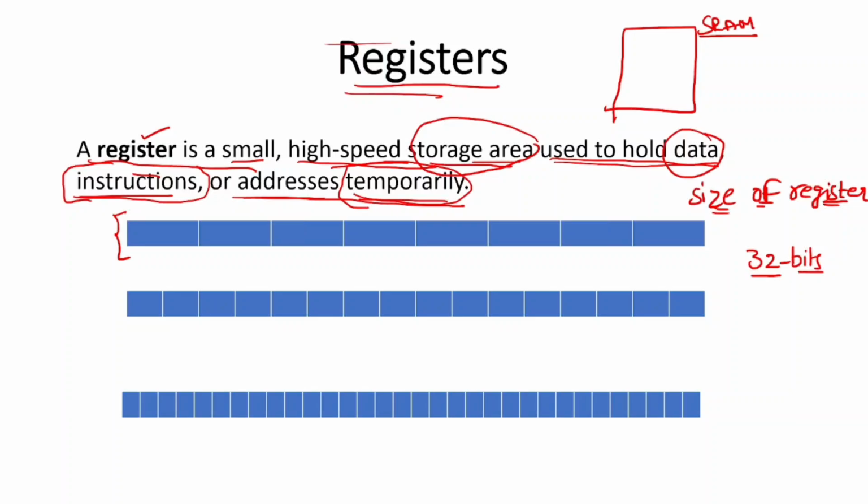That's why how to select the register size is based on the machine. If it is a 16-bit machine, most of your registers are 16-bit. If it is an 8-bit machine, then your registers are 8-bit. If it is a 32-bit machine, then mostly the register size is 32-bit.